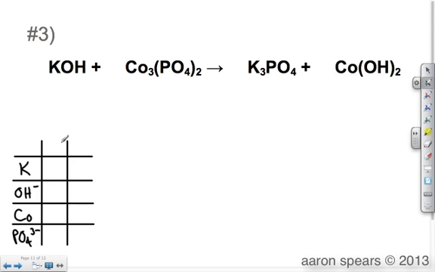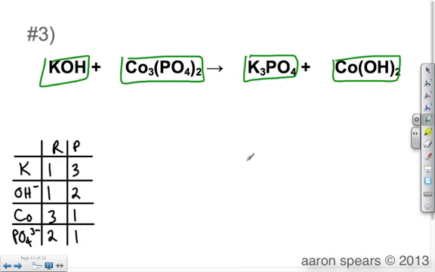So looking at the reactant and product side, first starting with the reactant side, I notice I have 1 potassium, 1 hydroxide ion, 3 cobalt atoms, and 2 phosphate ions. On the product side, I have 3 potassium atoms, 2 hydroxide ions, 1 cobalt atom, and 1 phosphate ion. Next, I'm going to put a box around each reactant and product.